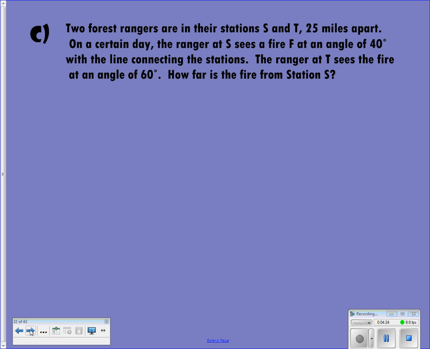Two forest rangers are in their stations S and T, which are 25 miles apart, and on a certain day they see a fire. Okay, so here's S and T are 25 miles apart. The ranger at S sees the fire at 40 degrees, and the ranger T sees the fire at 60 degrees. How far is the fire from station S? So there's my X.